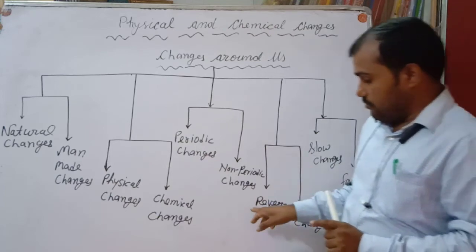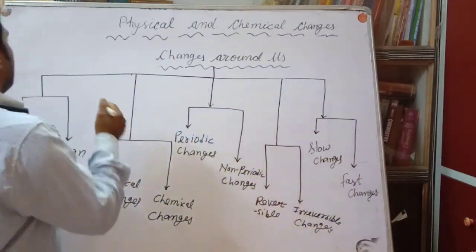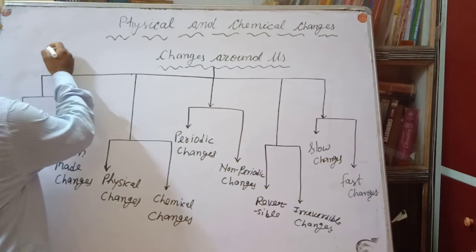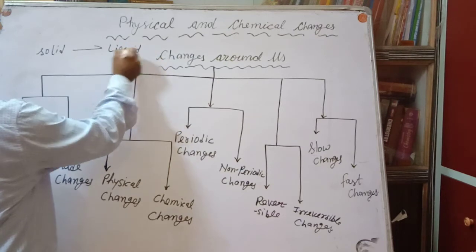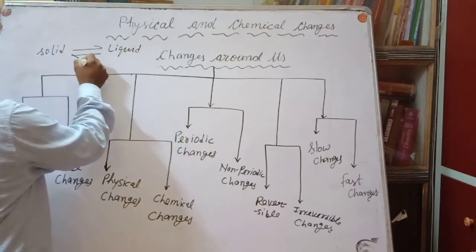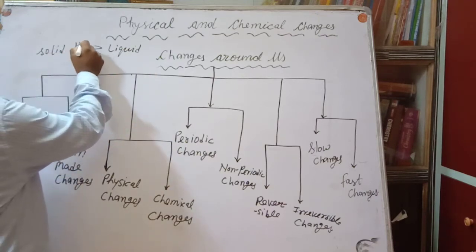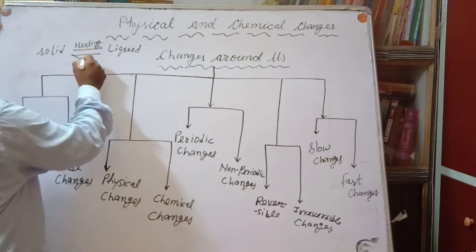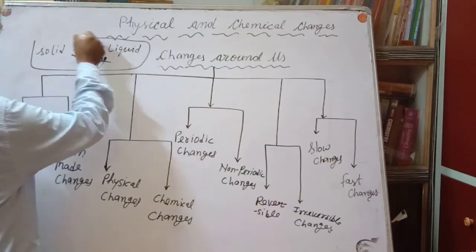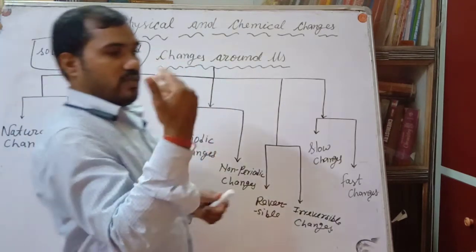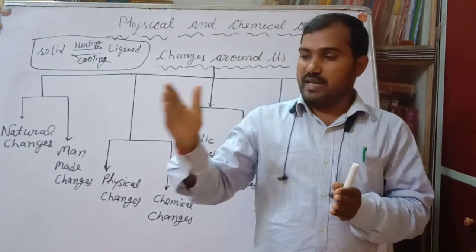Reversible and irreversible. Reversible means, suppose one example: solid to liquid, liquid to solid. This is by heating, this is by cooling. So what happened, my dear? Here, solid to liquid, liquid to solid means reversible. Forward to backward, backward to forward.